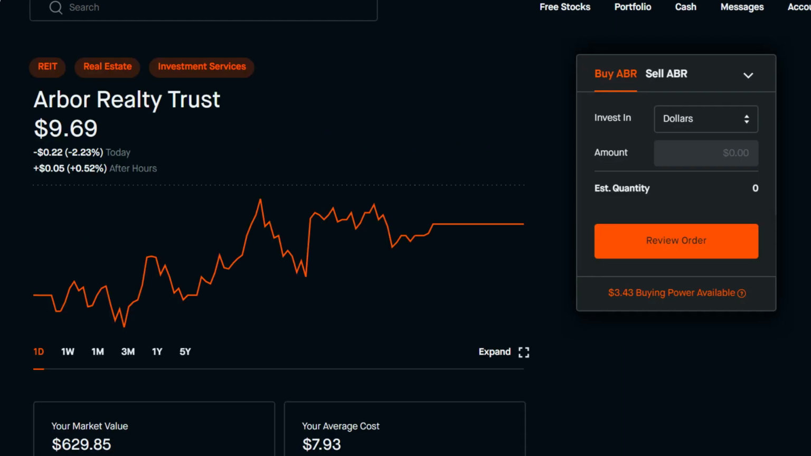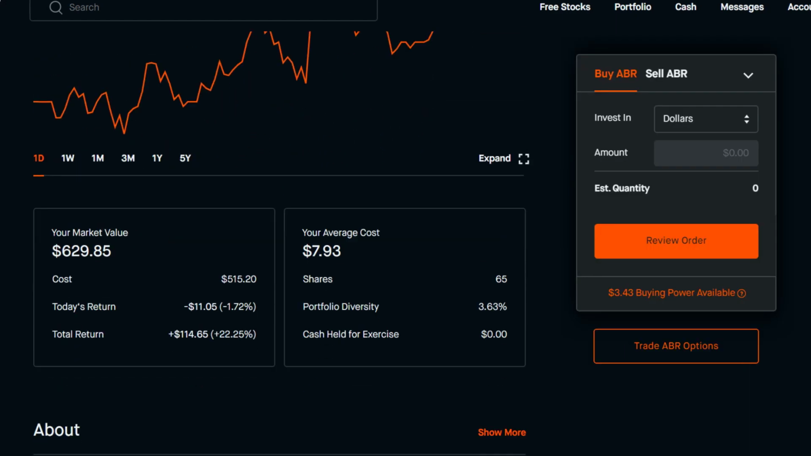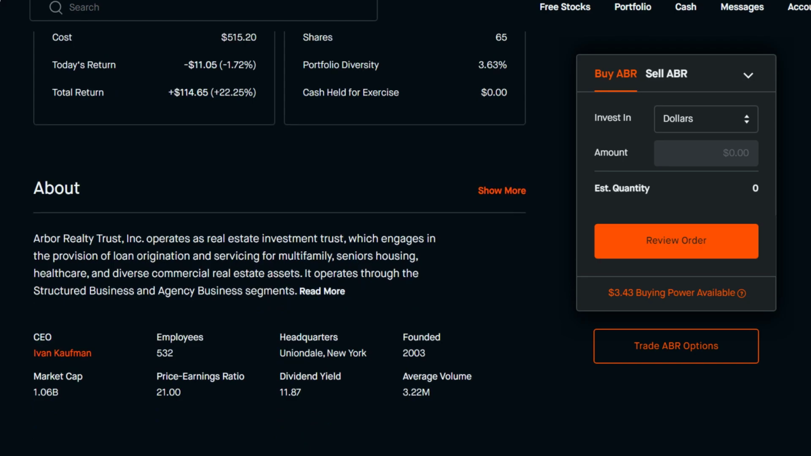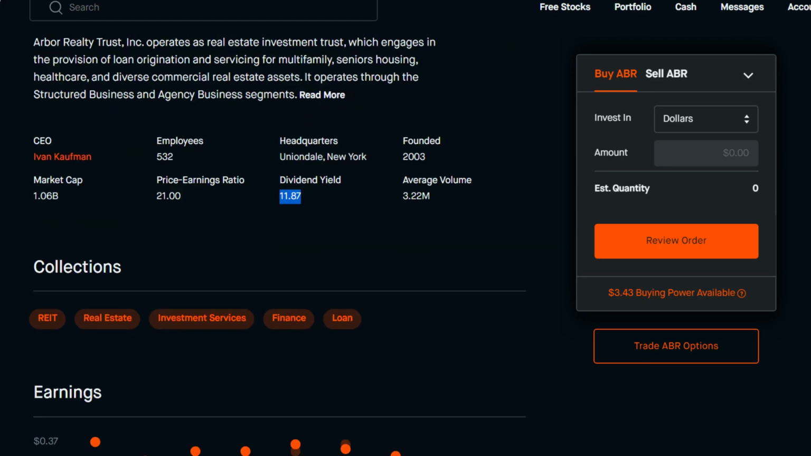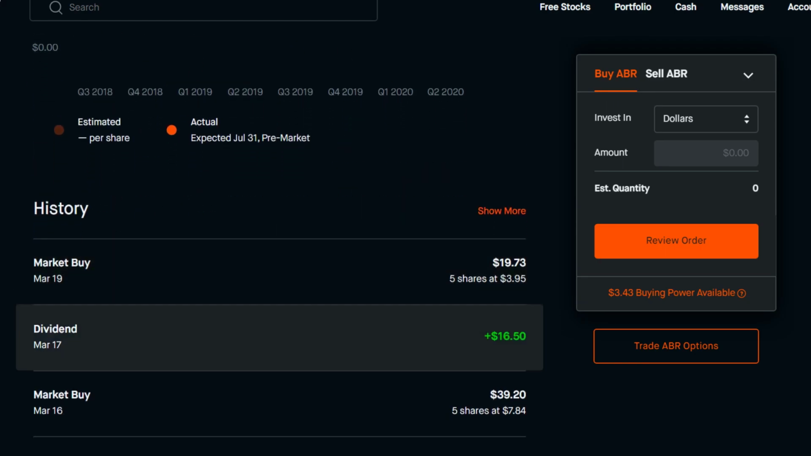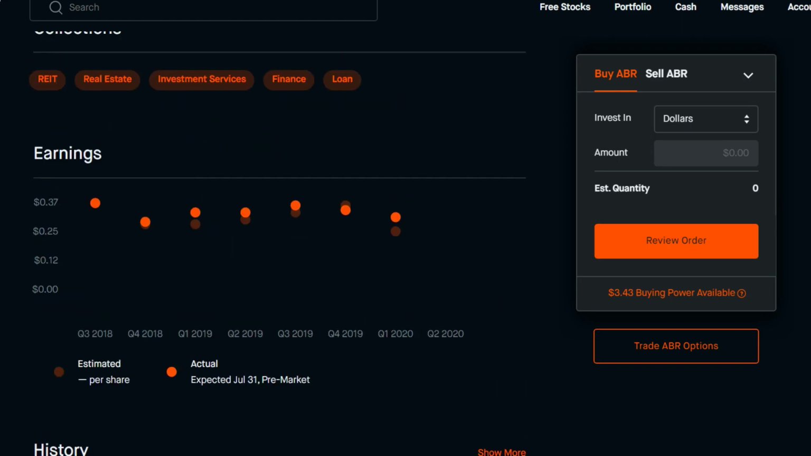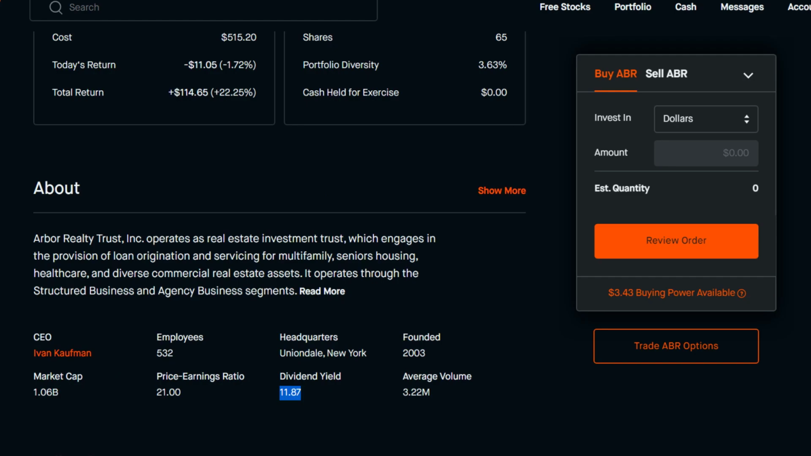Following them, ABR Arbor Realty, average share cost of $7.93, 65 shares, 3.63% of the portfolio, $114 up, or 22.25%. Very high yield on this one, it's right around 12%. And you see here, $16.50 every quarter is what I'm getting on this company. It's really a beautiful thing.